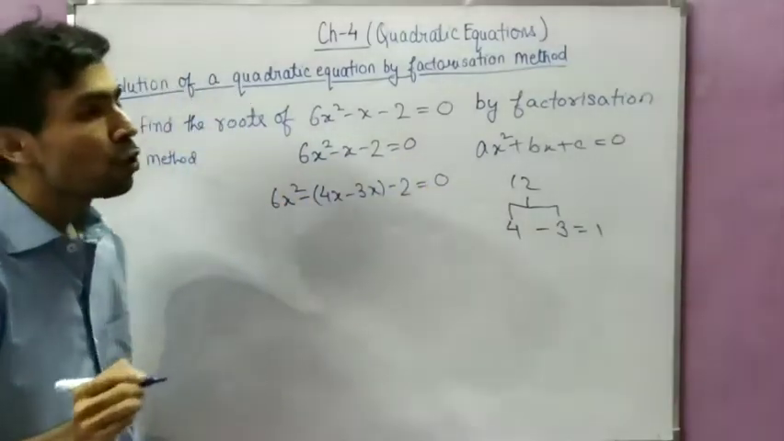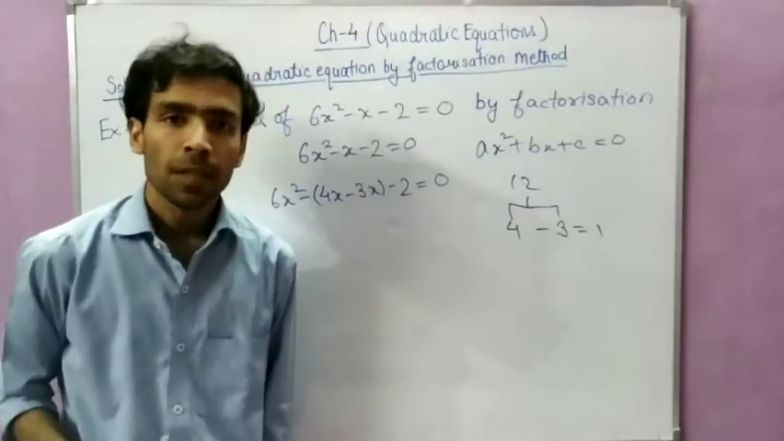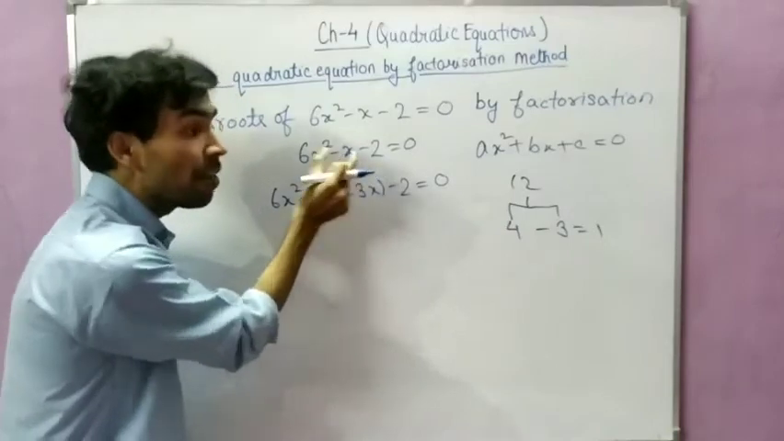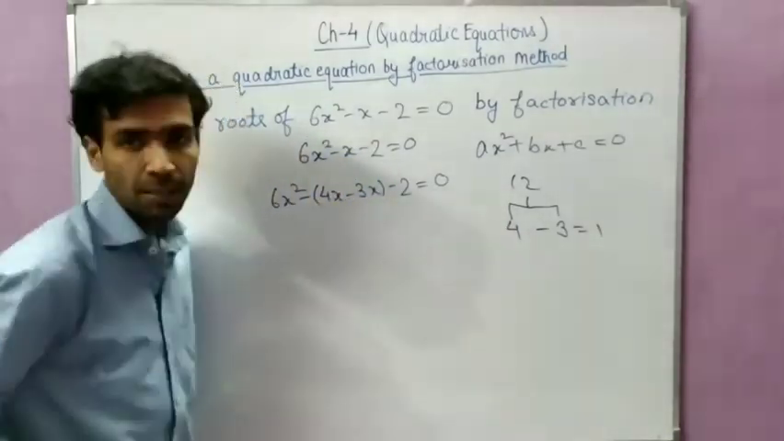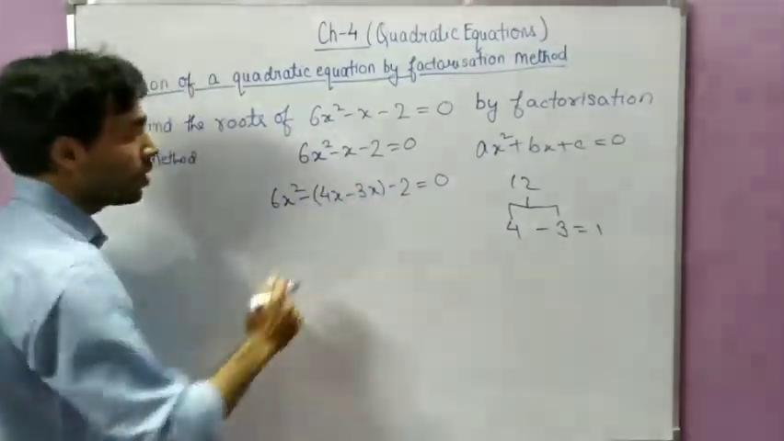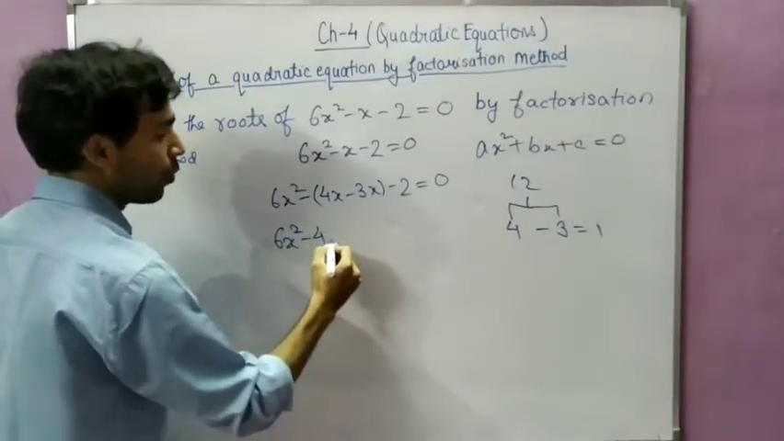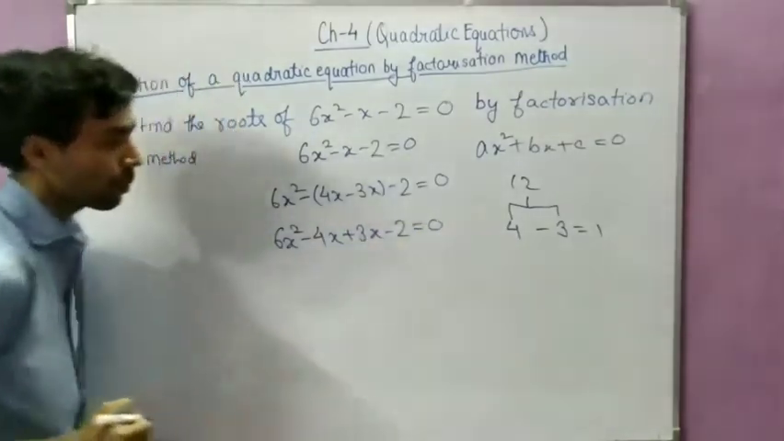Now students, most of the students will ask, sir, why is this method called midterm splitting? Now students, see, this is the midterm, and this midterm we have split in two forms. One is 4x and one is 3x. That's why this method is known as midterm splitting. Now open it. So 6x square minus 4x plus 3x minus 2 equal to 0.